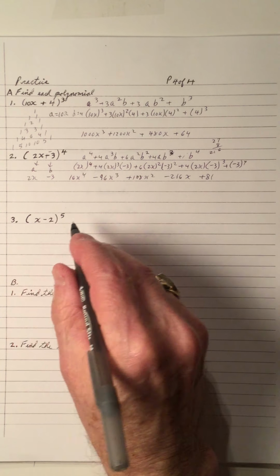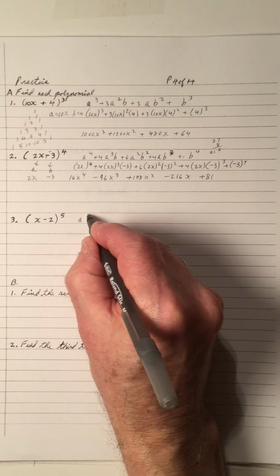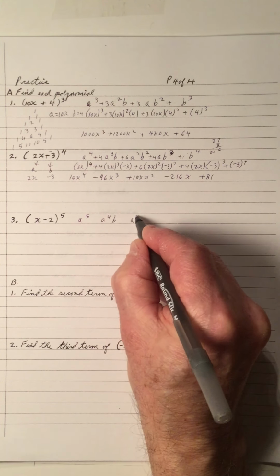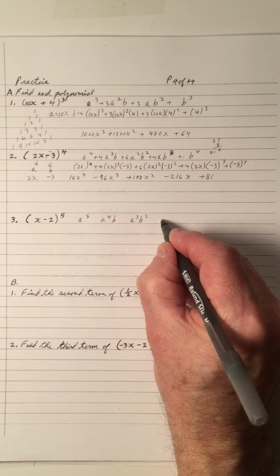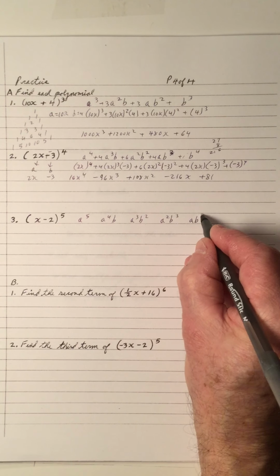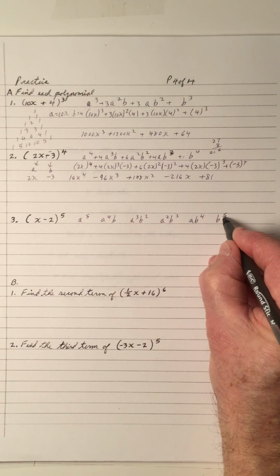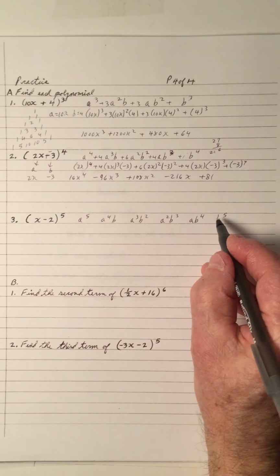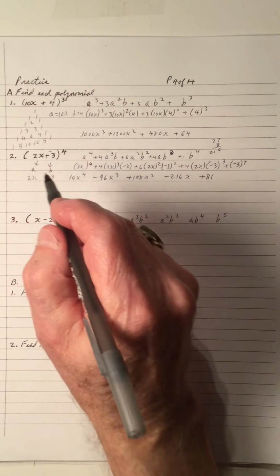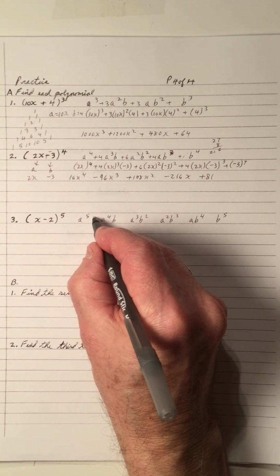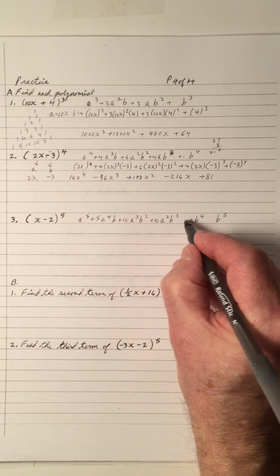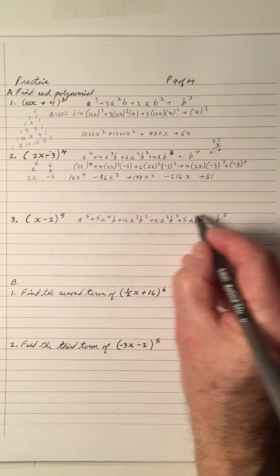And we have the fifth power. So the fifth power is a to the 5, a to the 4 b, a cubed b squared, a squared b cubed, a b to the 4, and it ends in b to the 5. It starts with a to the 5, ends with b to the 5. The a's go down, the b's go up. And the coefficients for 5 are 1, 5, 10, 10, 5, 1.